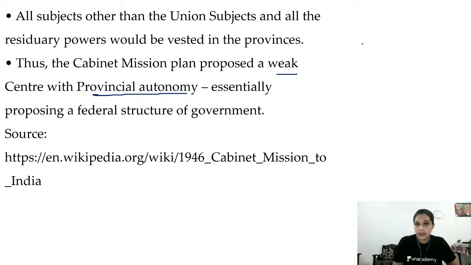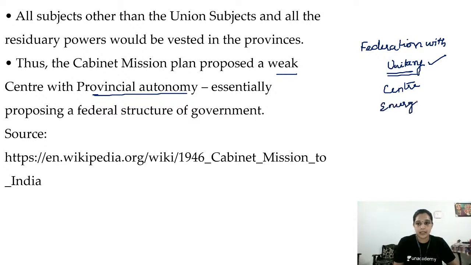So today we are a federation with a unitary bias. Yes or no? Even though we call ourselves a federation, we have a unitary bias because the center is more powerful than the state. That too, during emergency, the center is the only powerful part. The state will completely come under the control of the center.